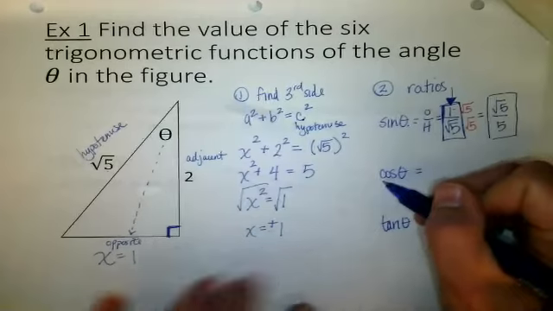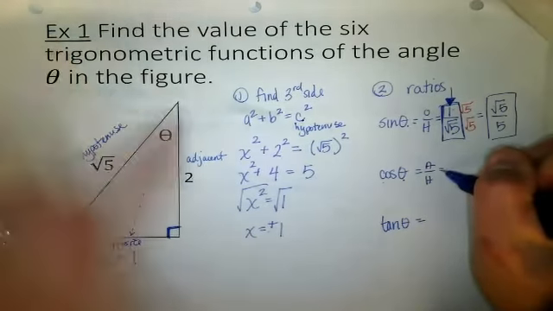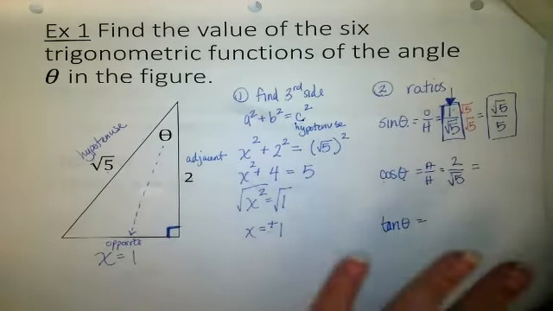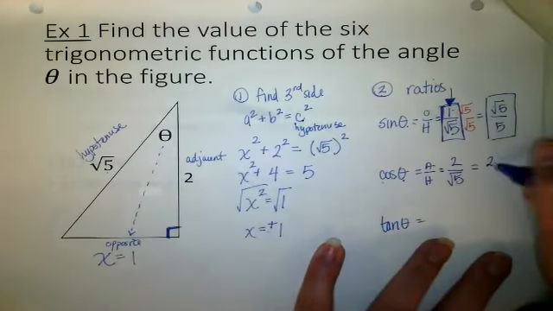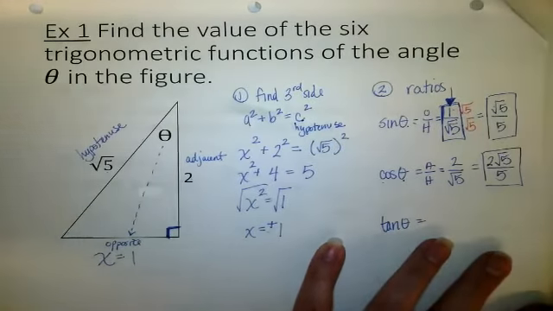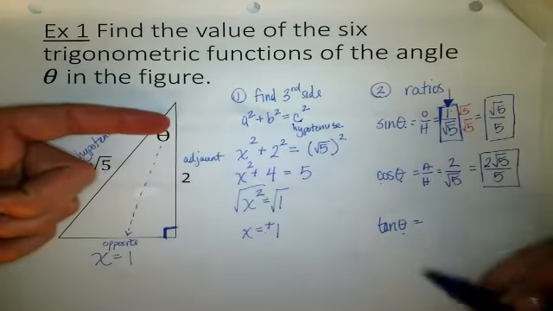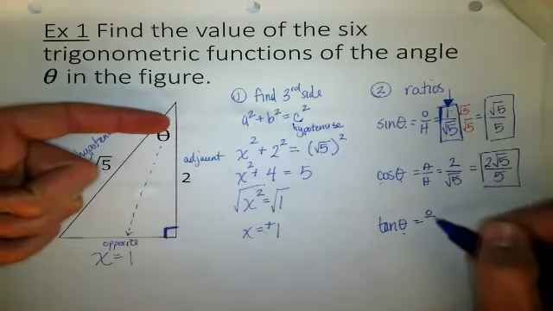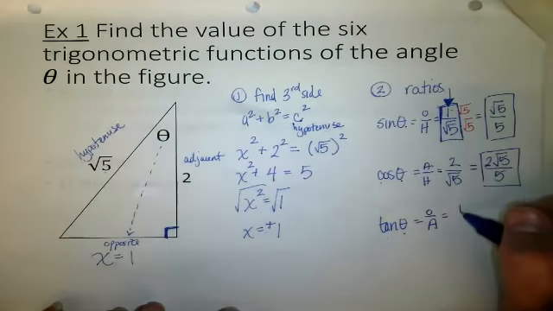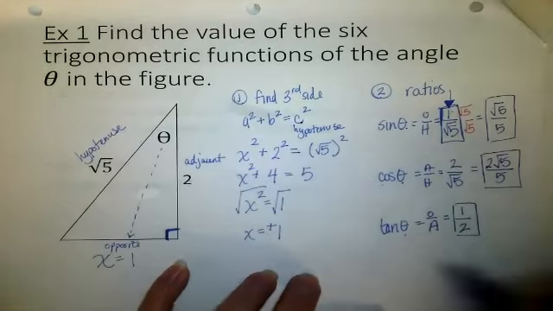Okay, what is the cosine ratio according to angle theta? Adjacent over hypotenuse becomes 2 over radical 5, which rationalizes to become 2 radical 5 over 5. Good. The tangent ratio according to angle theta is opposite over adjacent, which is going to be 1/2, a great answer. So those are the 3 trig ratios.